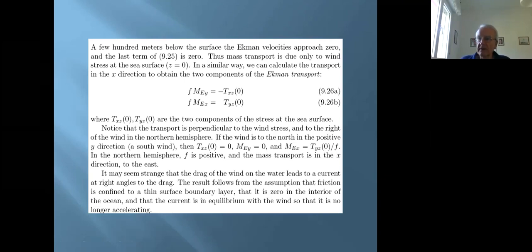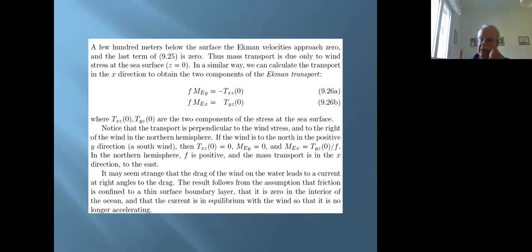If the wind is to the north, in the positive y direction, the south wind, then Tx is equal to 0, and the transport in the y direction is 0. So we have the x transport. The x transport, which is transport toward east, is proportional to the frictional force toward north. So in the northern hemisphere, the F is positive and the transport is in the x direction, to the east.